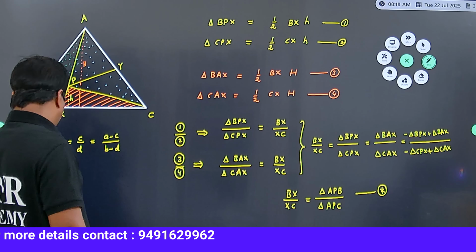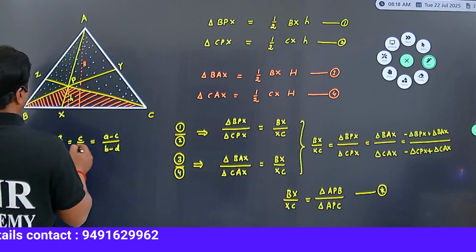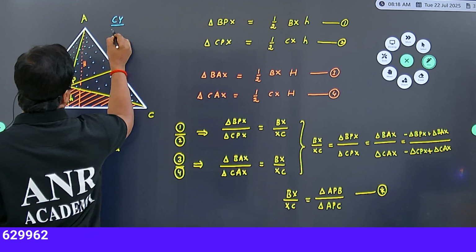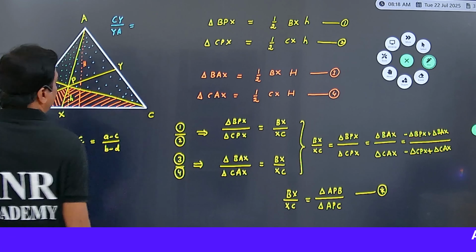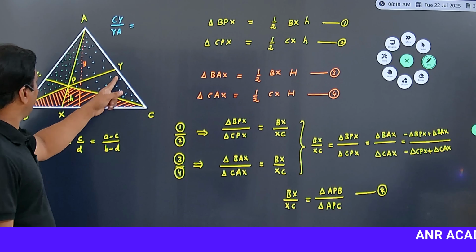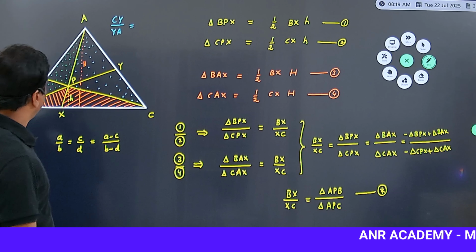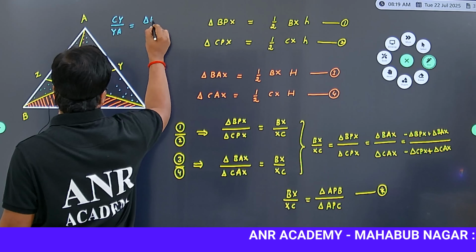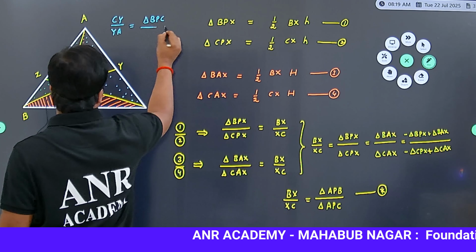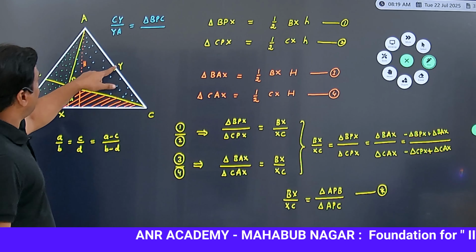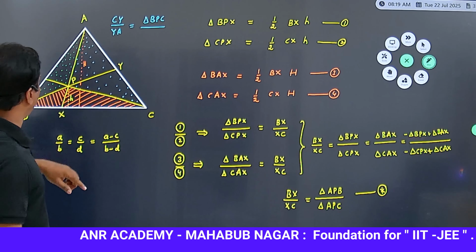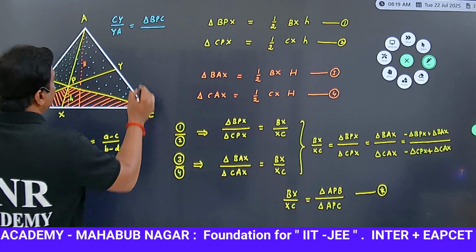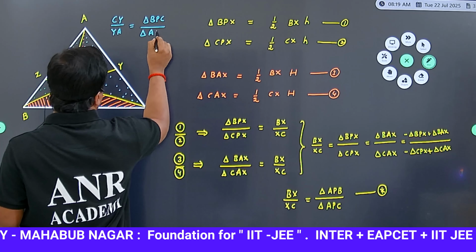In the same way, I can write the CY by YA value also. CY by YA I am going to write. When you have CY, then you have to write delta BPC divided by, next you have in the denominator part, for A, we get delta APB.